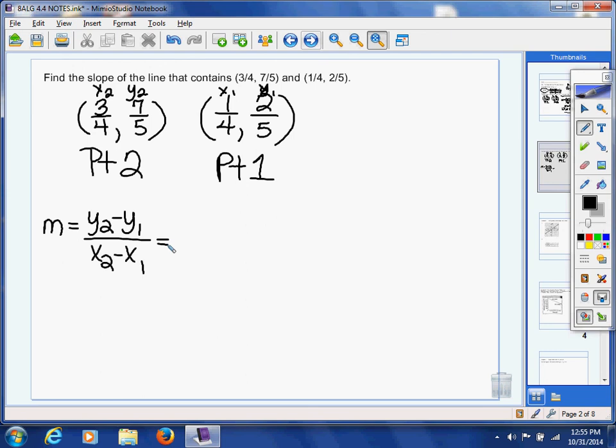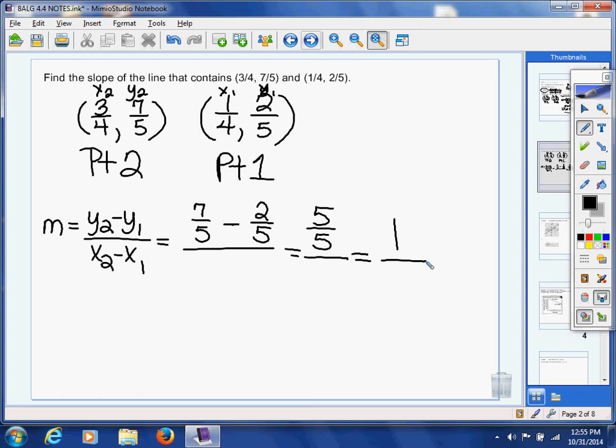Okay, let's start with the y's. So I need y sub 2, which is 7/5, minus, now what's y sub 1? 2/5, okay? Got that. Now, can you figure out what 7/5 minus 2/5 equals? If you said 5/5, you're correct. And we can go one step further. 5/5 is actually what whole number? 1. Exactly. Good job. Really good job.